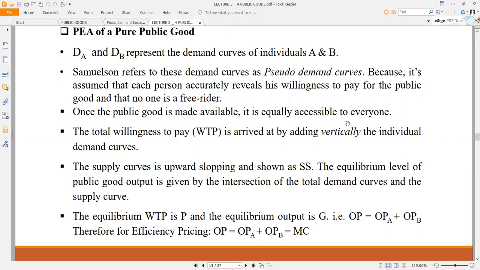Okay, now let's look at the difference here. For a private good, we added the two quantities to get the equilibrium quantity, right? But here we add the prices. Okay, so instead of a private good where price is equal to marginal cost, here the price is not equal to the marginal cost, at least not individually. For the private good, OPA was equal to OPB, was equal to OP, and it was equal to the marginal cost.